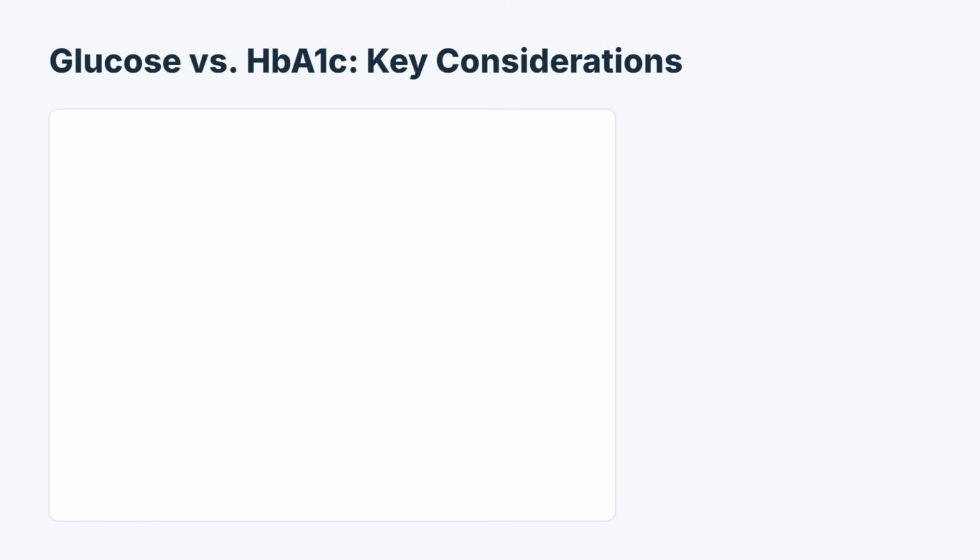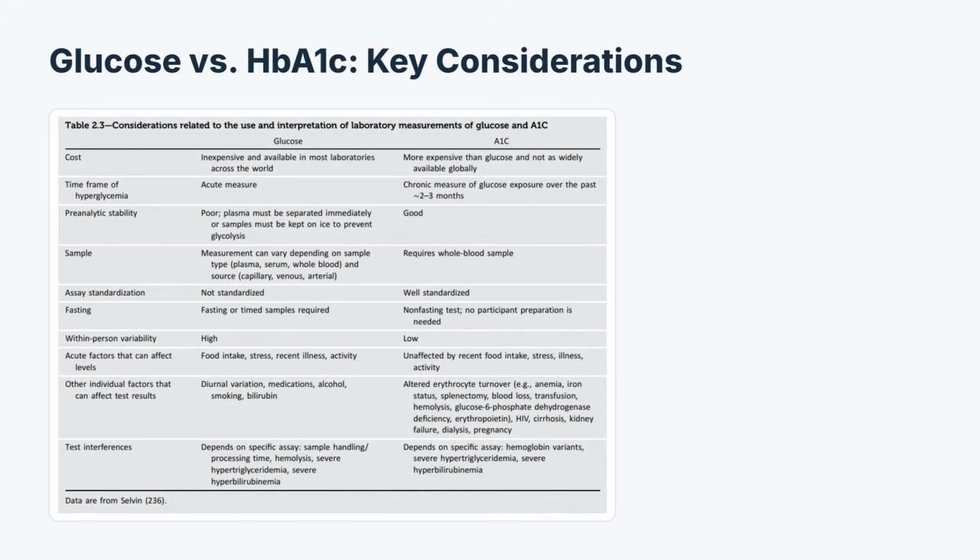Now let's see what are the key differences while using glucose versus HbA1c as a diagnostic test. So as we all know, glucose is an inexpensive test and it is available in most of the laboratories, while HbA1c is slightly more expensive. Glucose is an acute measure, while HbA1c is a chronic measure for the last 2 to 3 months. Pre-analytic stability of HbA1c is better. Now for sampling, usually glucose is taken in fluoride vials, while HbA1c requires a sample in an EDTA vial.